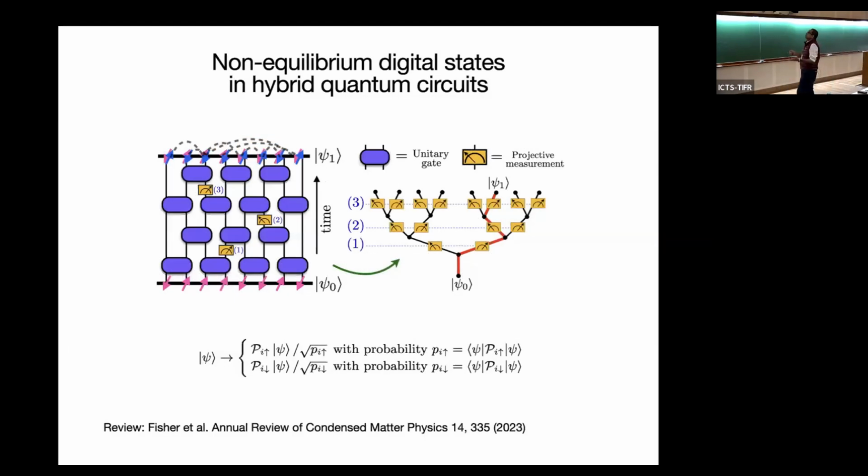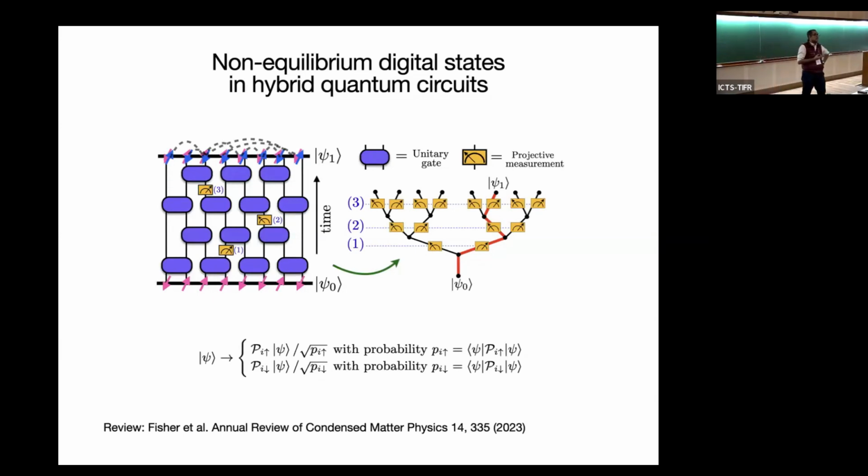In Vedika's talk, she talked about quantum circuits, and that's also an interesting playground for these kinds of non-equilibrium states. Here you have unitary gates and quantum measurements, and you can ask the same question. The measurements play the role of an environment.